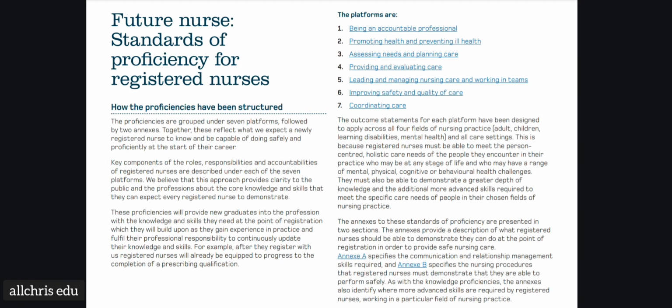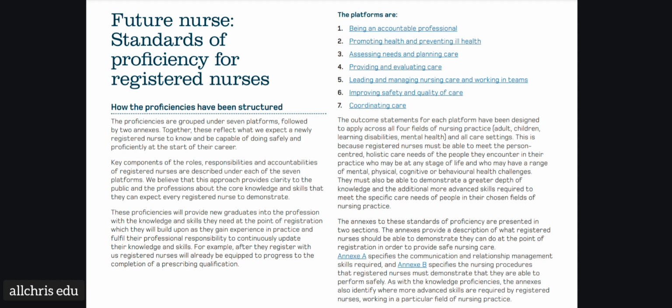Now here we start with the main platforms. We have 7 platforms. The first one is being an accountable professional. Whatever actions are taken by us, we should be accountable for them. We should take responsibility for our actions. That is platform 1. Second is promoting health and preventing ill health. We ourselves should be in such a condition health-wise that we should be able to promote health and be able to prevent ill health. Before anything happens, we should be able to prevent it.